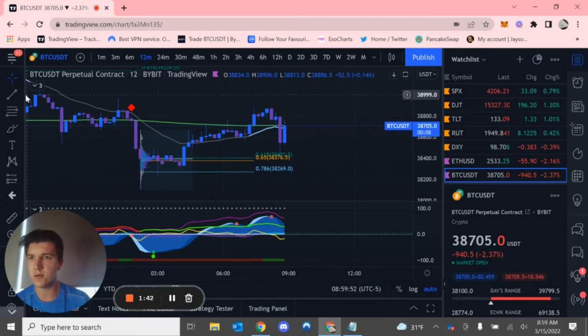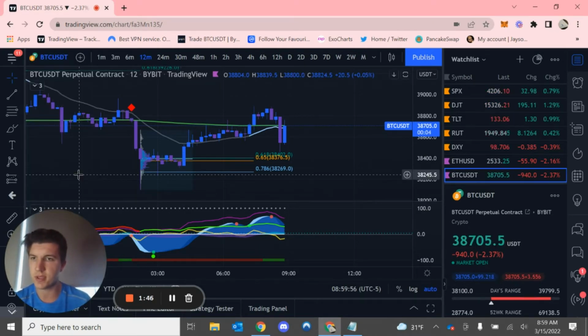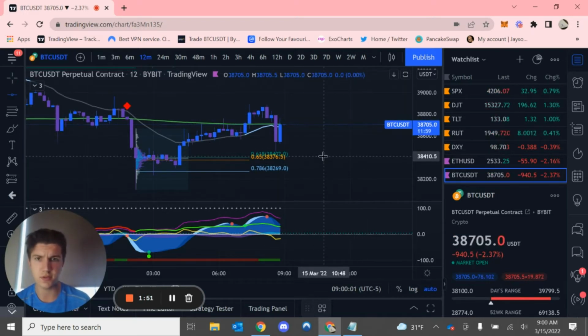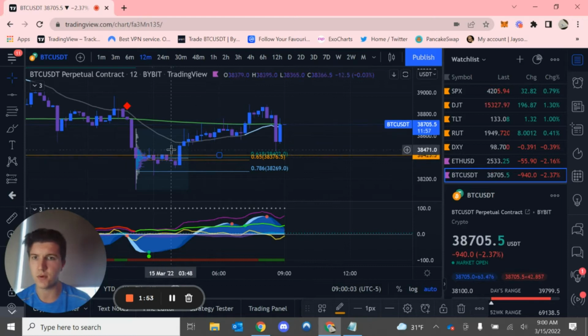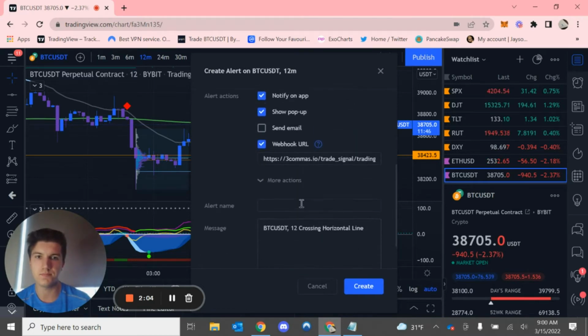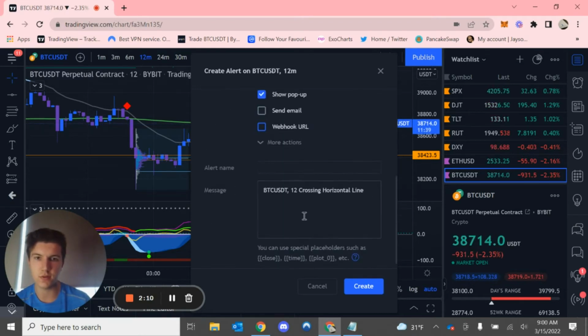And if you don't have a lot of time and don't feel like looking at charts all day, which I'm sure many people don't, you can draw a horizontal line just before price gets to that level. It's up to you where you want to put it, but you can draw a line, right click on that line and add an alert on it. You can keep the settings the same when it's crossing the horizontal line. And here you can add little notes to it.